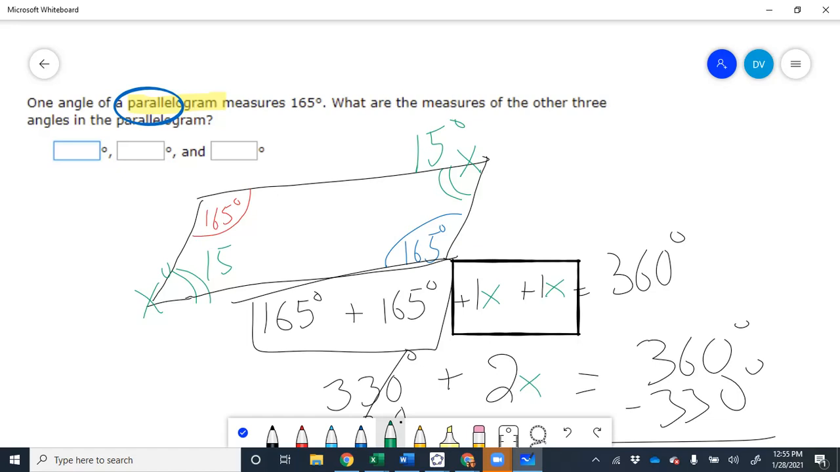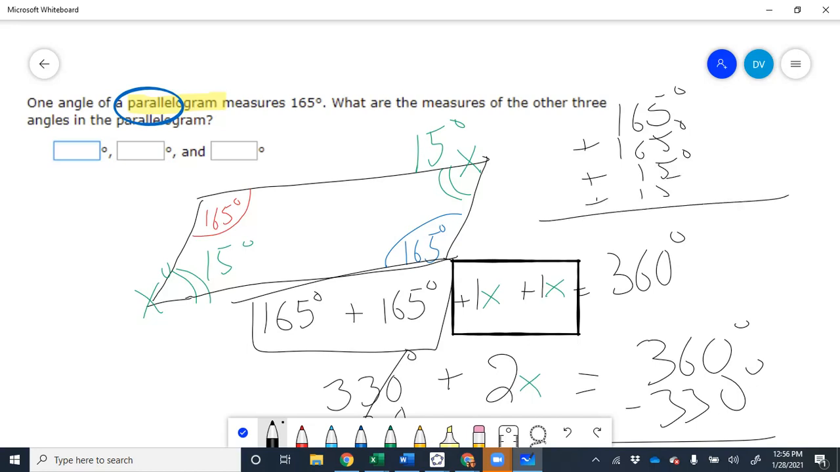This other green one. And so if we were to add up the red and the blue and the two greens, we should get 360. Let's just double check that. Let's add up 165 degrees plus 165 degrees plus 15 degrees plus 15 degrees. And if we add those, we should get 360. 5 plus 5 plus 5 plus 5 is 20. Carry the 2. Now that's 6 and 6 is 12. Plus 2 is 14. Plus 2 more is 16. And yes, if we add those, we do get 360.